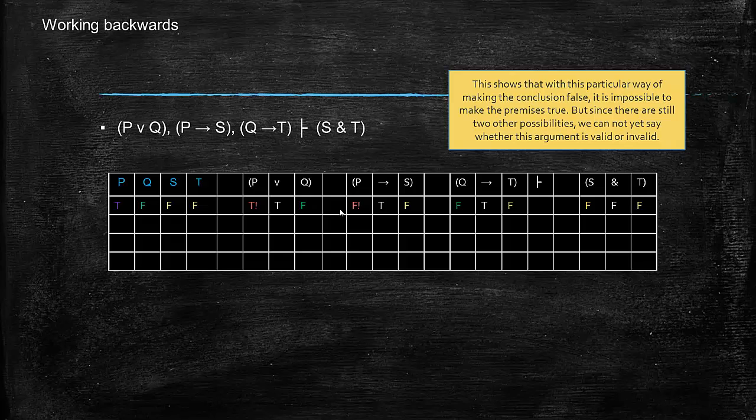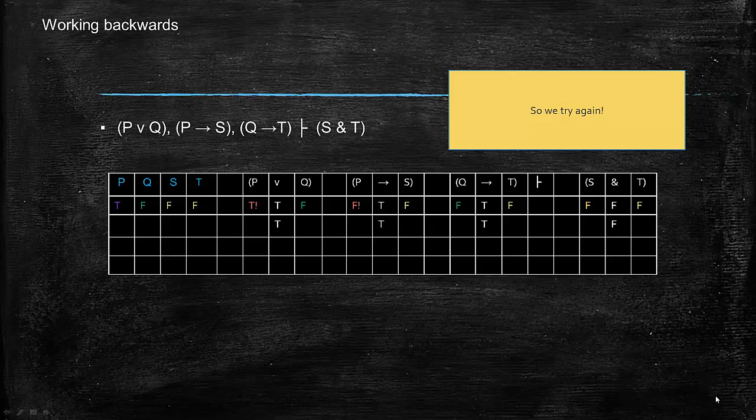Here, I'm just repeating what we just said. So you can't have both T and F, right? So this shows that with this particular way, in this first line, it's impossible to make the premises true and the conclusion false.